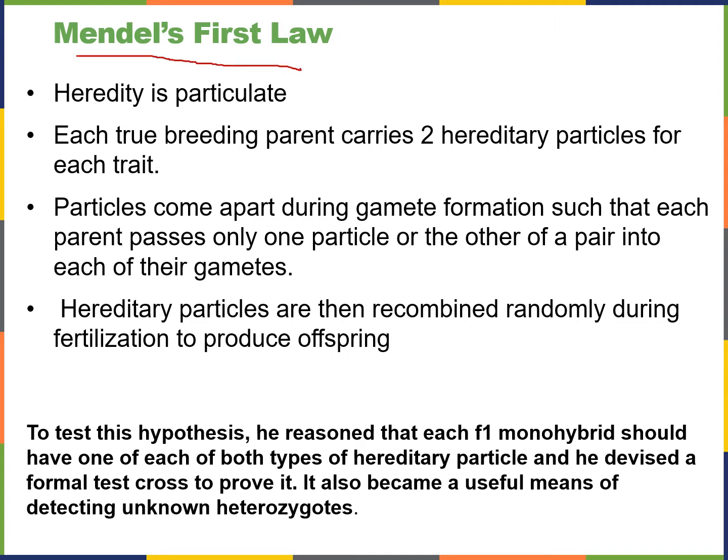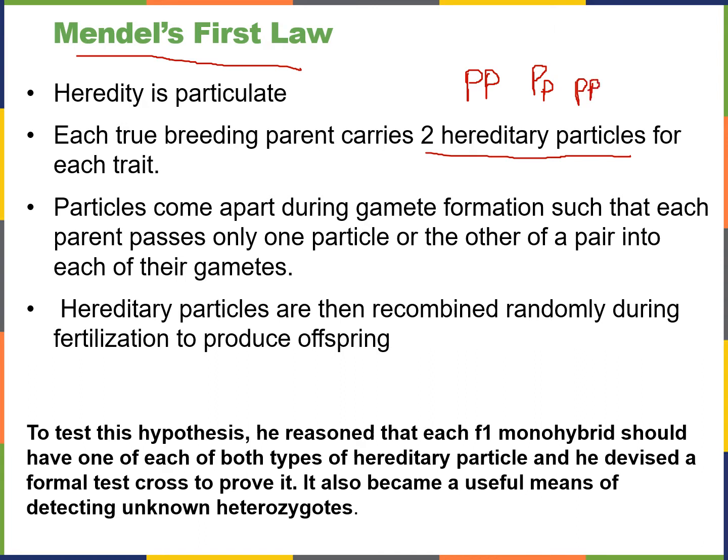So he says heredity is particulate. Each true breeding parent carries 2 hereditary particles for each trait. So in that case, the hereditary particles for the homozygote purple were big P. The hereditary particles for the heterozygote purple were big P, little p. And the hereditary particles for the white were little p.